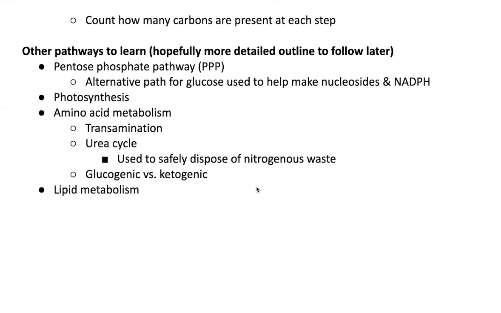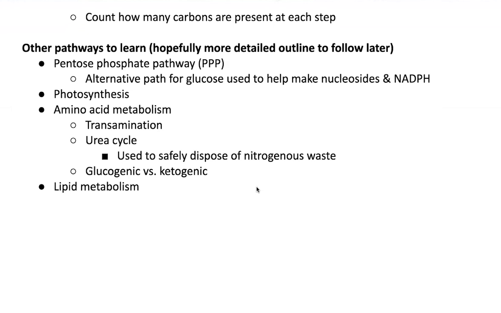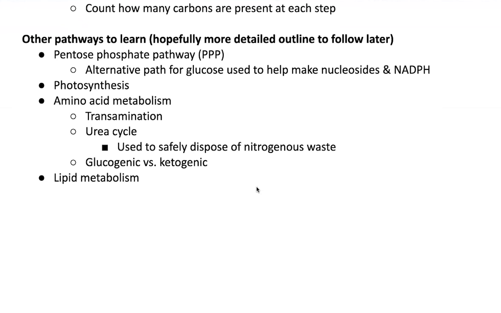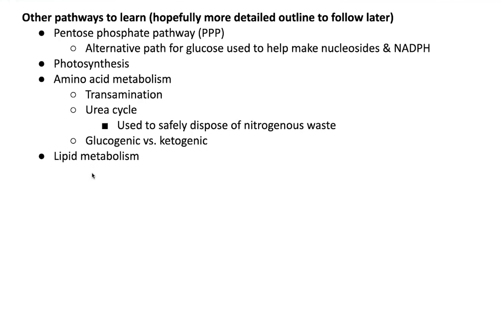Some other pathways to learn. Hopefully I'll have a more detailed outline on these later. The pentose phosphate pathway, PPP. This is kind of like an alternative path for glucose used to help make nucleosides and NADPH. Photosynthesis, so making energy in plants. Amino acid metabolism, so we have transamination, basically the passage of amino groups. The urea cycle, which is used to safely dispose of nitrogenous waste. Know glucogenic versus ketogenic, as well as be familiar with lipid metabolism.